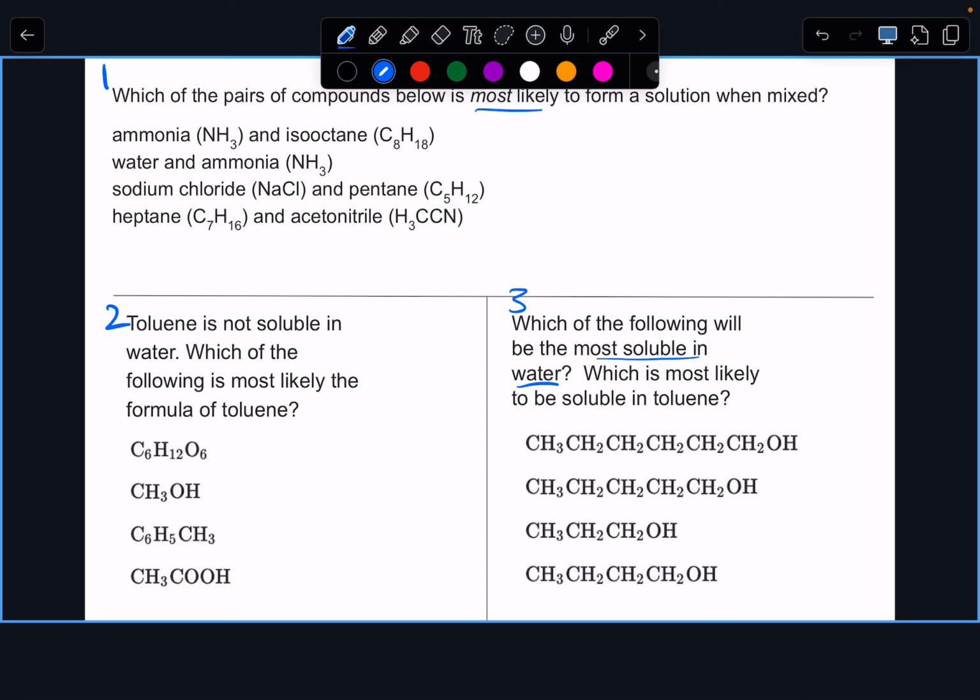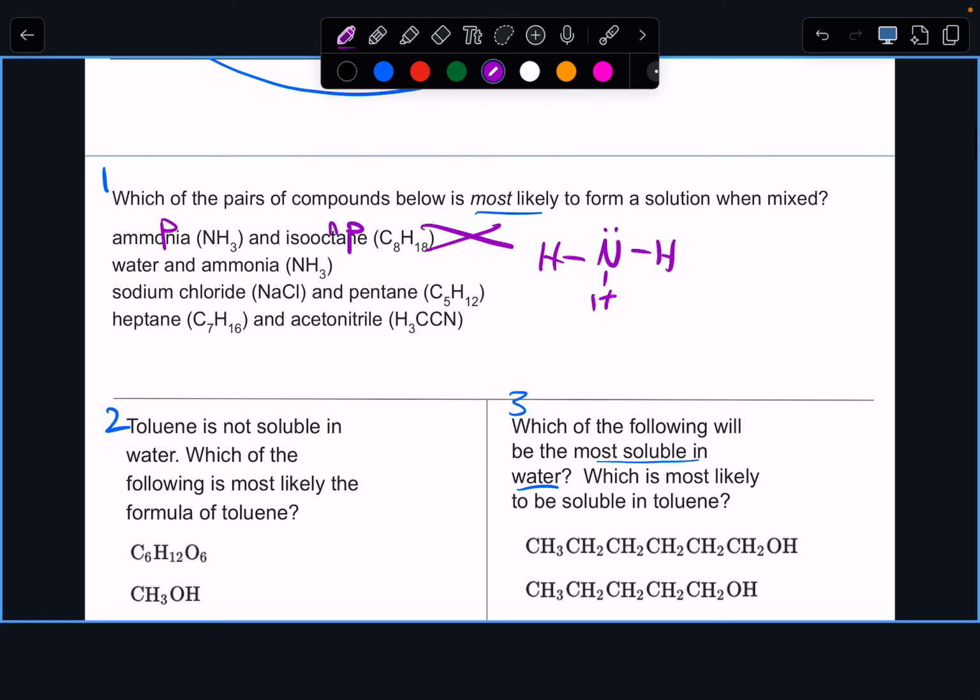Okay, so the main thing you need to do here is say polar versus non-polar to every single one of these, all right? So ammonia, polar. We've seen that one multiple times. Nitrogen, 3 hydrogens around. Trigonal pyramidal, definitely polar, okay? Isooctane, just a bunch of carbons and hydrogens, so that is non-polar. They're not alike in that sense, so nope, they are not going to form a solution.